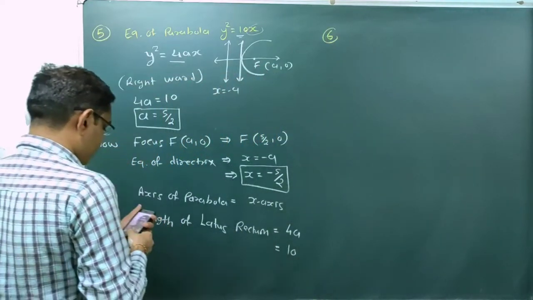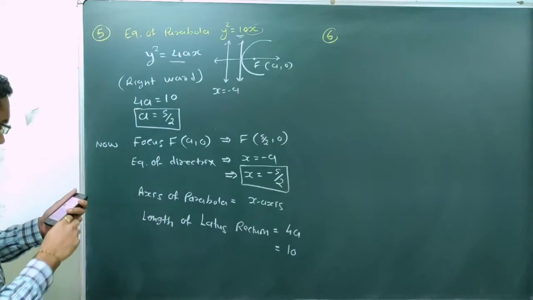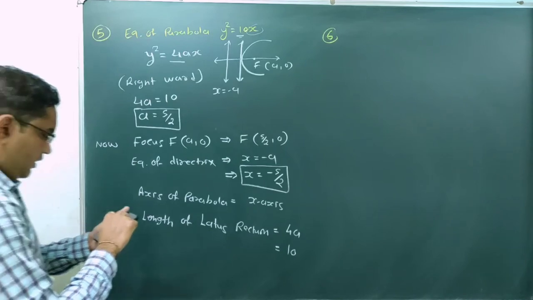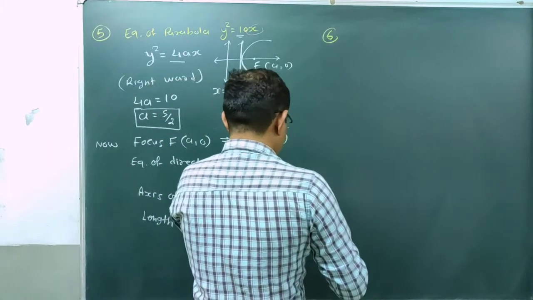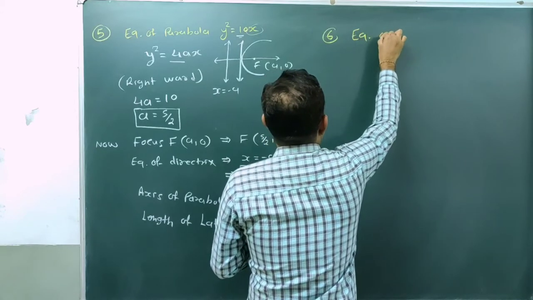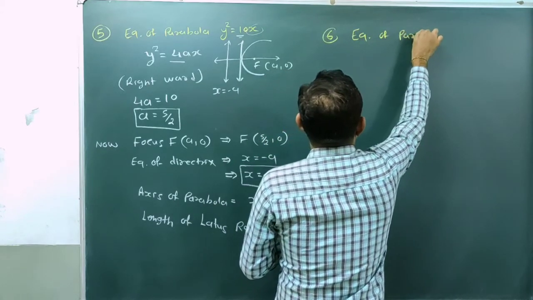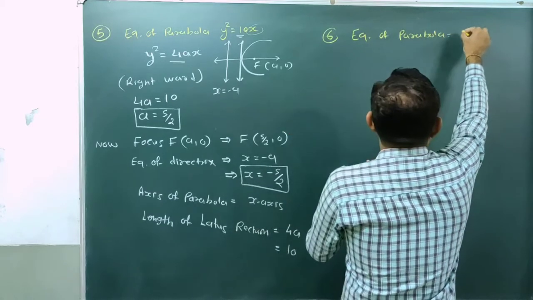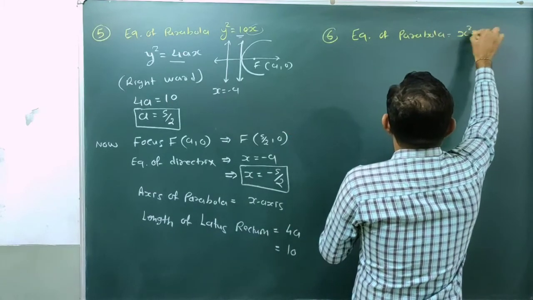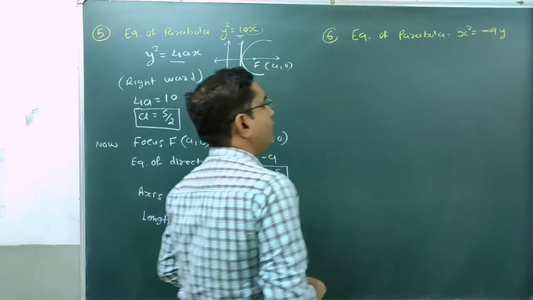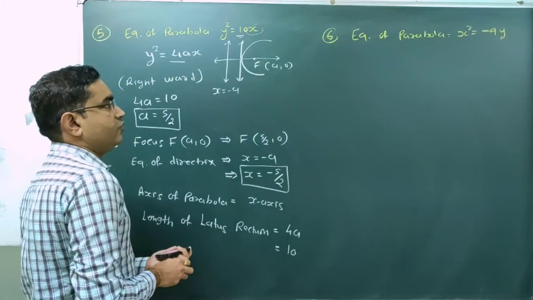आंसर को वेरीफाई कर ले. 4a, minus 5 by 2. Very good. चलो. Now question number 6. Equation of parabola. Here equation of parabola is x square equal to minus 9y. X square equal to minus 9y is the equation of parabola.